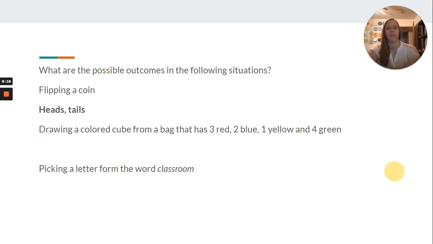If you flip a coin, you can get heads or tails. If you draw a colored cube from a bag that has red, blue, yellow, green, well, you can draw red, blue, yellow, or green. Picking a letter from the word classroom, well, you have a C, L, A. You have two S's, but you would only list that once. You have two O's, you'd only list it once, so then R, O, and M.